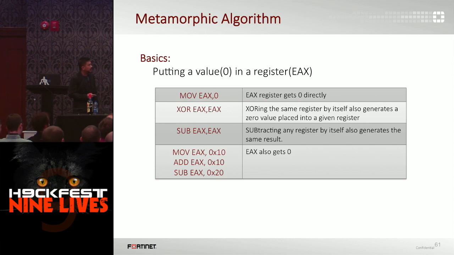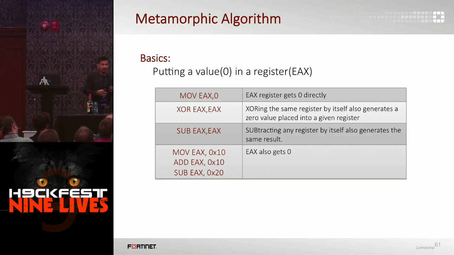You can do that in so many ways. MOV EAX, 0. XOR the same register, it gives you 0. Subtract the same register, again, it gives you 0. Or you can do a different combination of codes. At the end, you still get the 0.